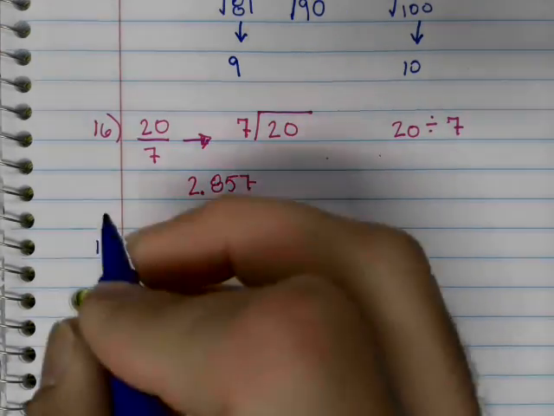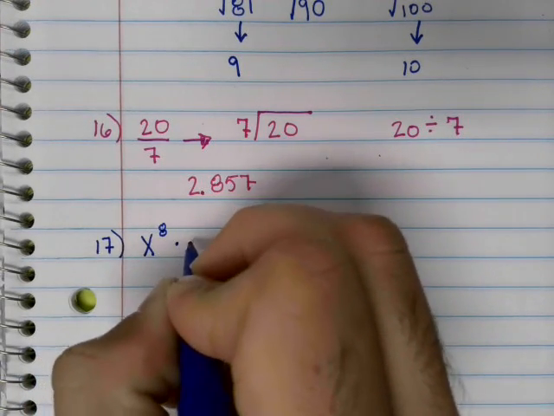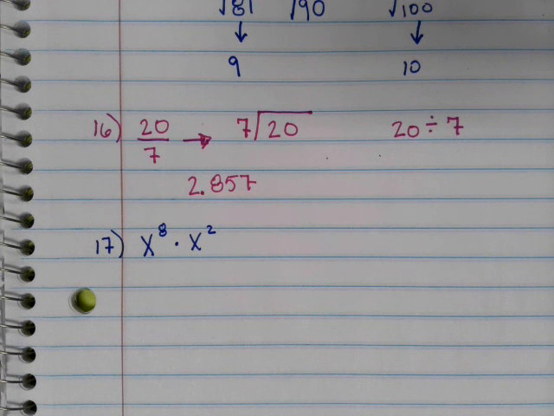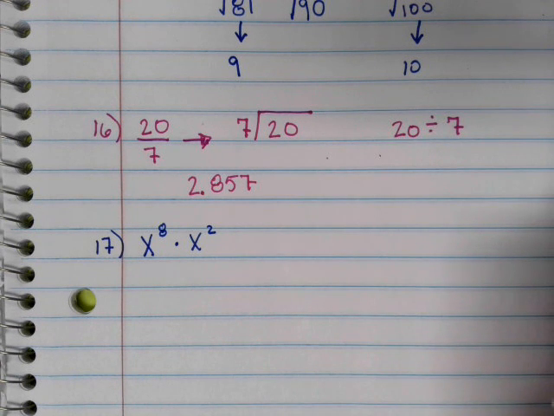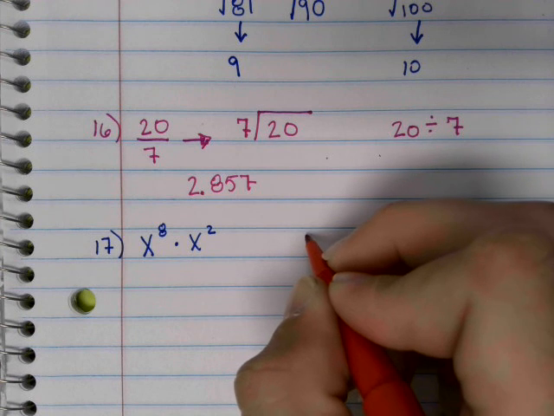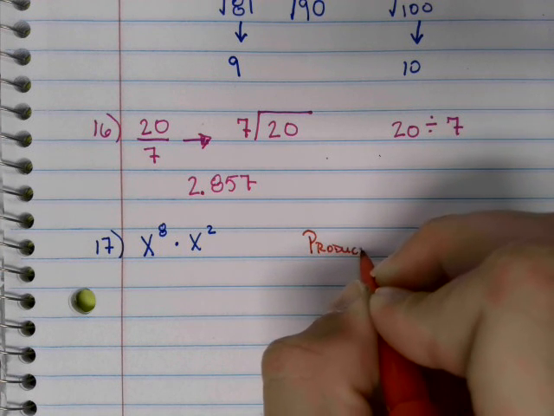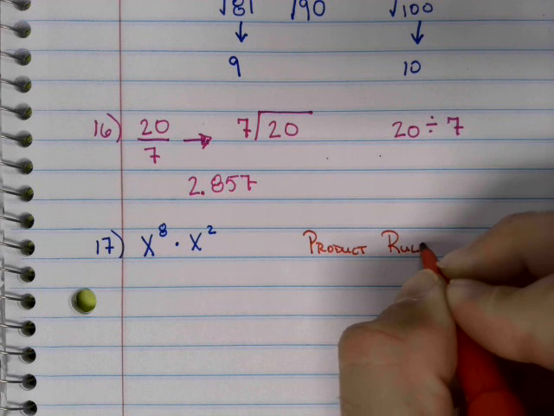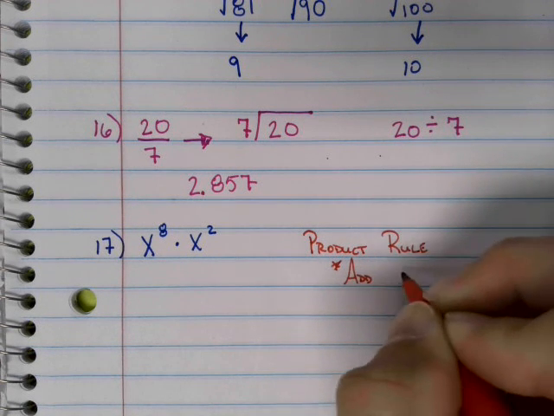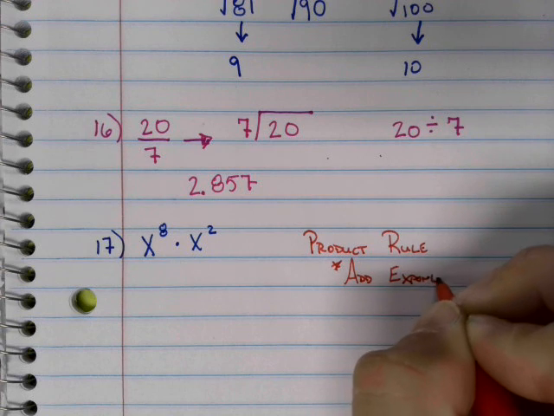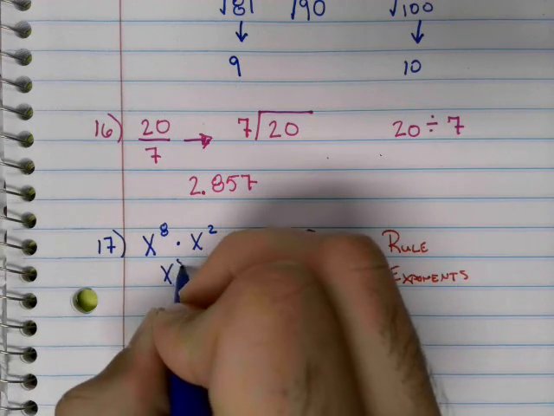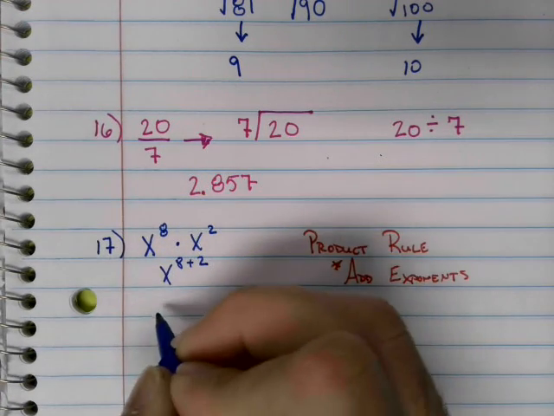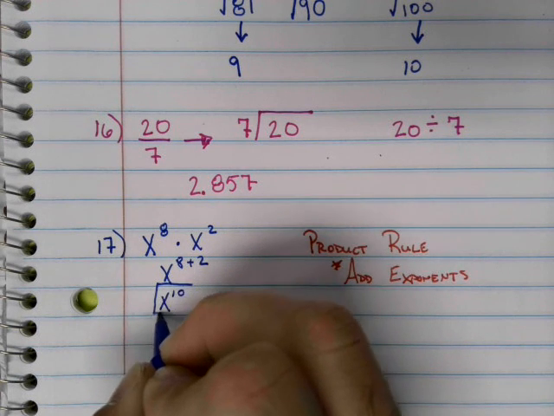Number 17. Simplify x to the 8th times x squared. What rule are we using here? Because we're multiplying with similar bases, we have the product rule. And with our product rule, we're going to add our exponents. So we're going to have x to the 8 plus 2. And what's 8 plus 2? 10. That will be x to the 10.